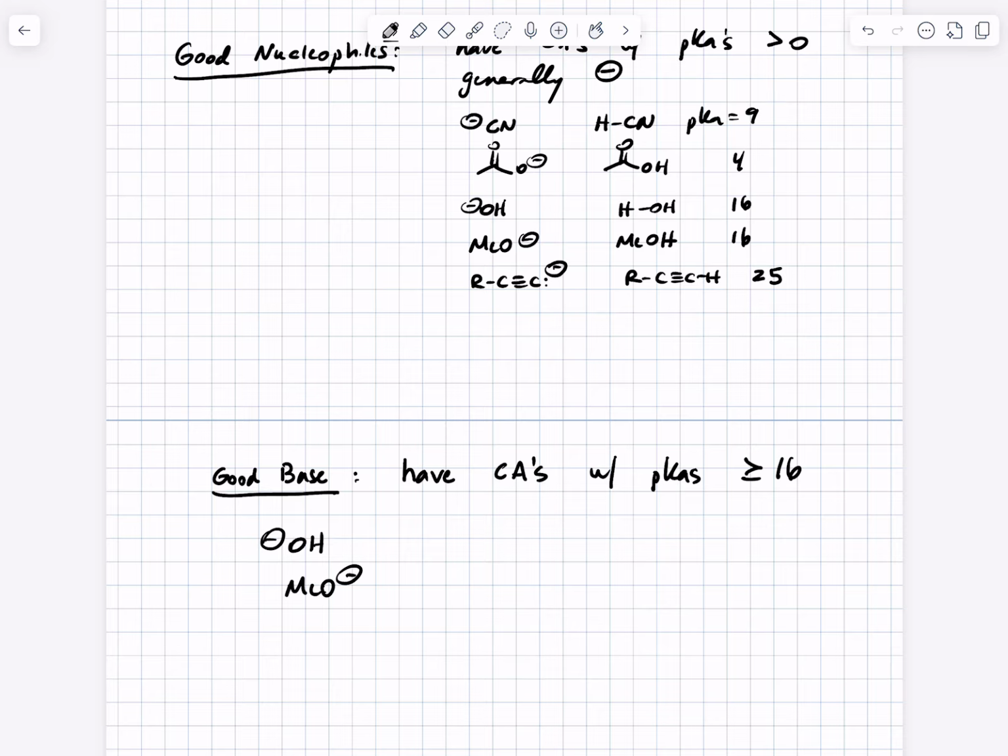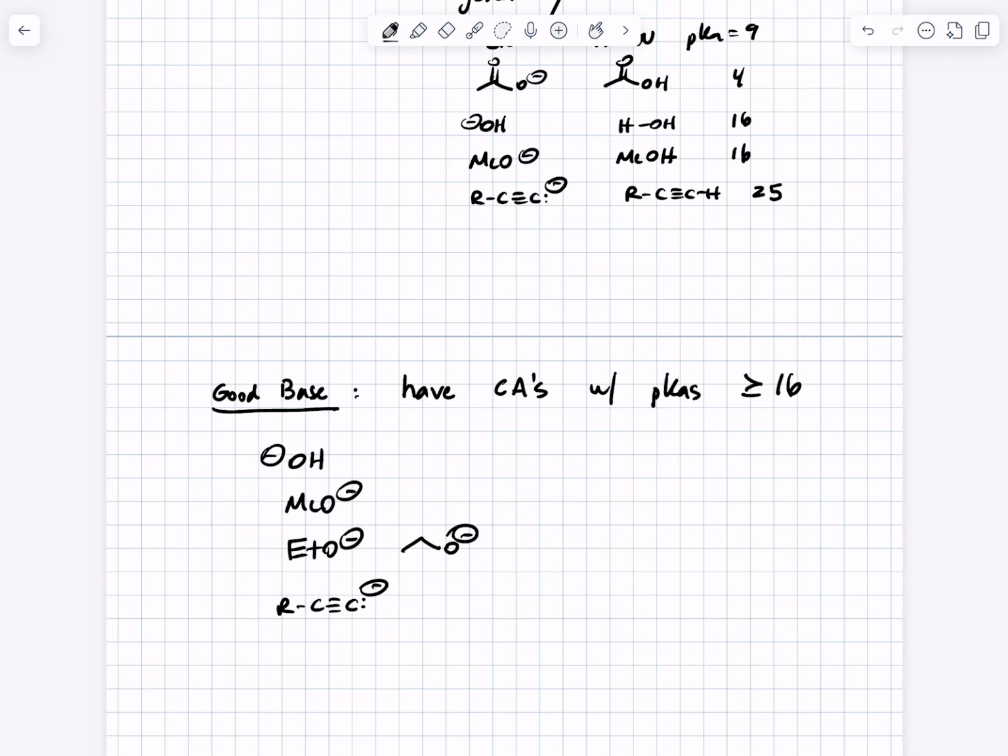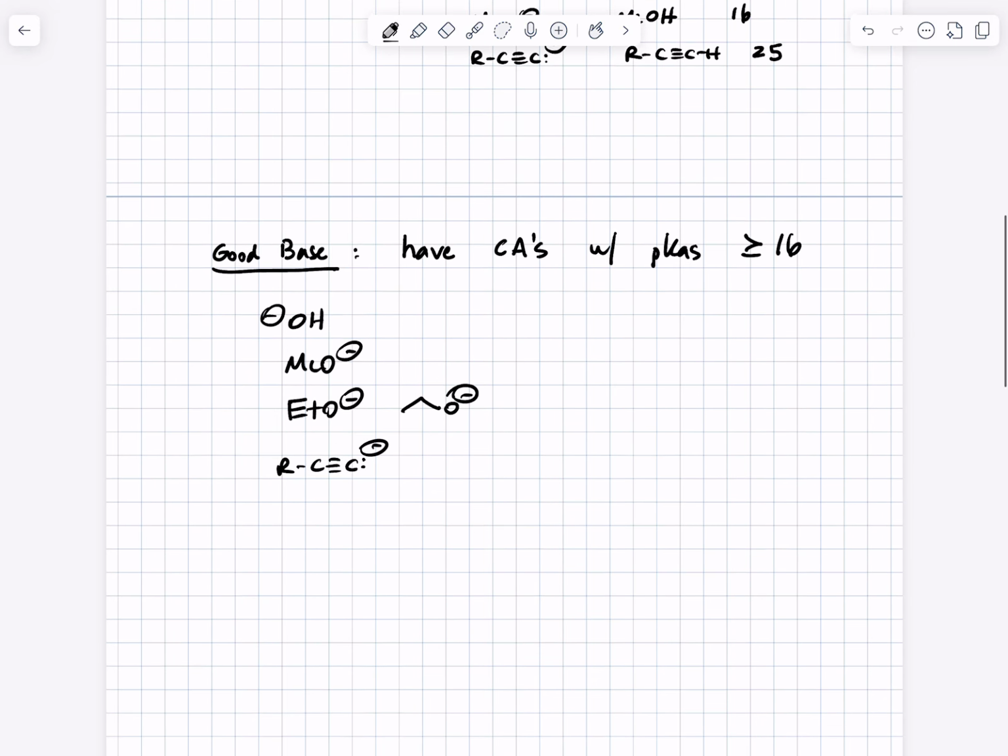So, yes? Is it safe to assume then that all good bases are also good nucleophiles? And the answer is almost always. Okay? So let's just deal with that right now. Is it possible to be a good base but not a good nucleophile? And the answer is almost never, but there are a few cases.